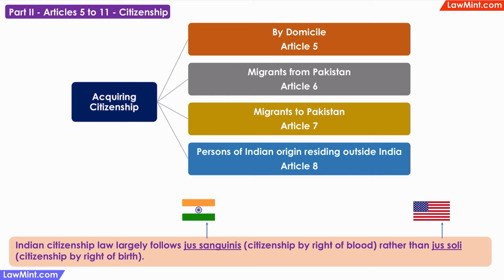Part 2 of the Constitution consists of Articles 5 to 11, which are about the citizenship of India. These are relatively simple articles, so I will not go too deeply into these.